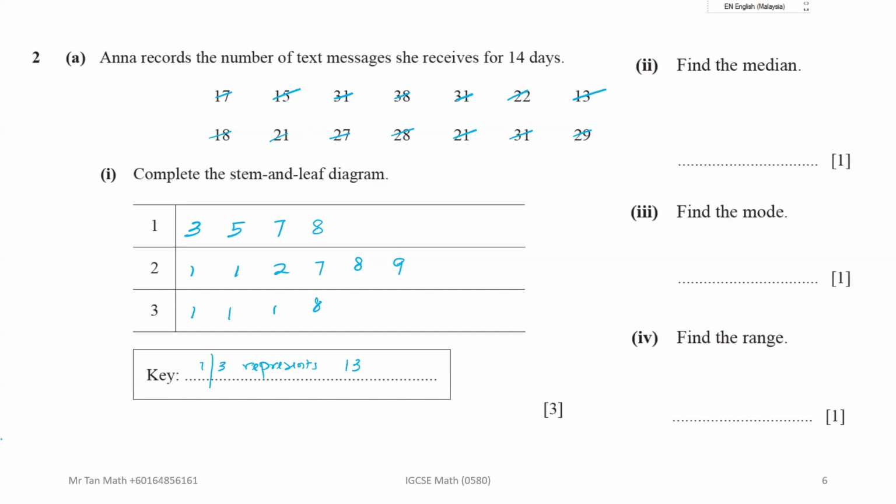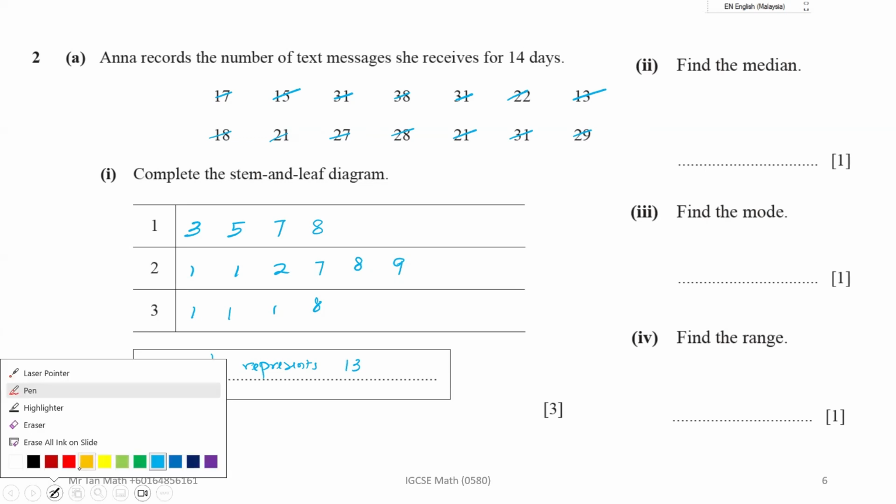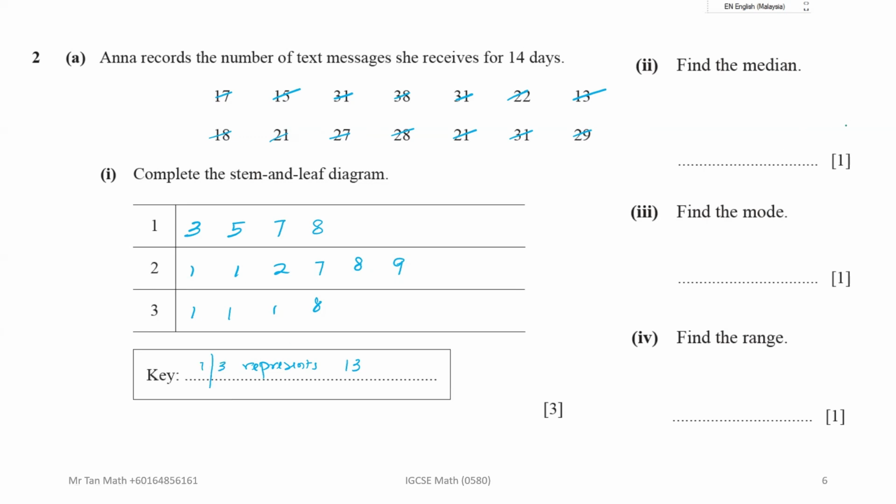Next, find the median. Okay, median is the middle, so just cut. So it should be around the 22nd, so 22 plus 27 over 2. You will get 24.5. Okay, find the mode.